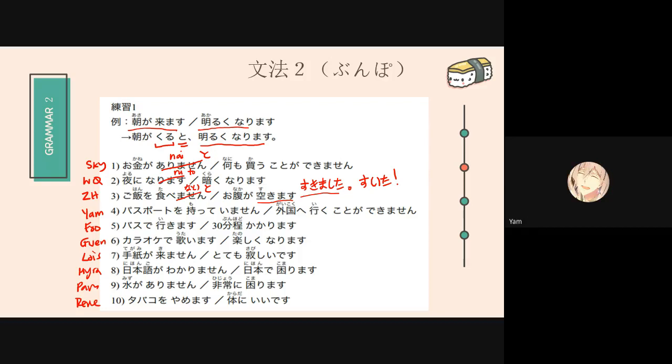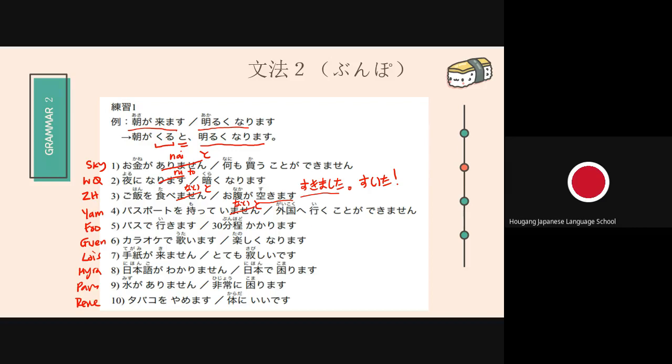Okay, Yong. Passport o motte nai to. I'm not sure about that. Motte. Correct. Okay. Motte nai or motte inai also can. Motte inai to. Motte nai to. Kaigai ni iku koto ga dekimasen. Very good. Okay. What's the meaning? If I don't have a passport, I can't go overseas. Correct, very good. You're not able to go overseas, correct.